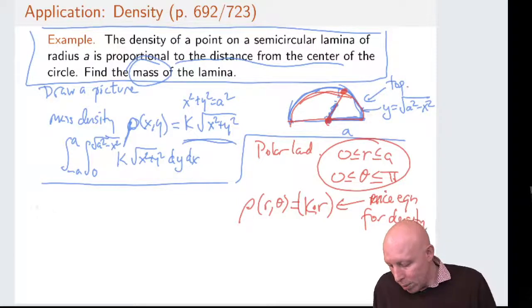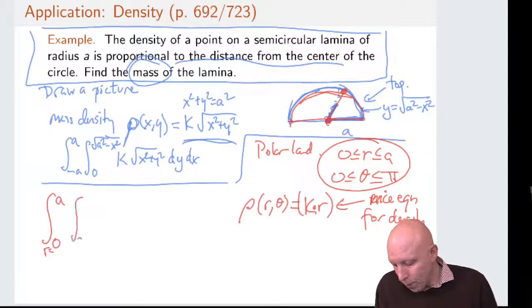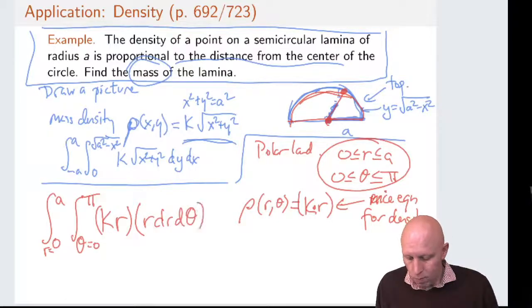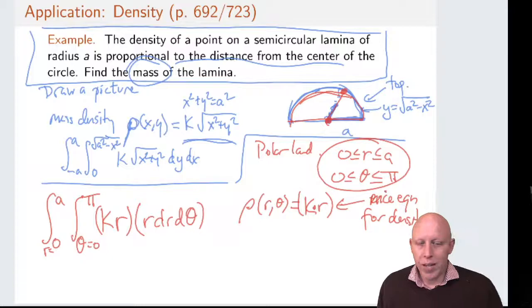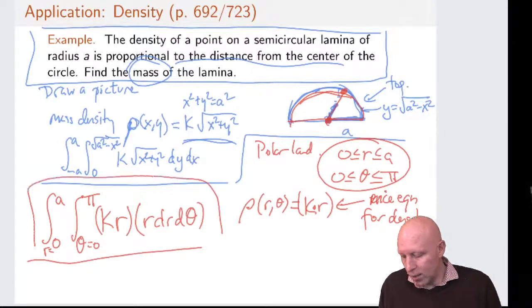And so then we set up our integral. Integral from r equals 0 to r equals a, theta equals 0 to pi, of our mass density, which is k r. And then don't forget your r dr d theta. And that gives us a much nicer integral to integrate.